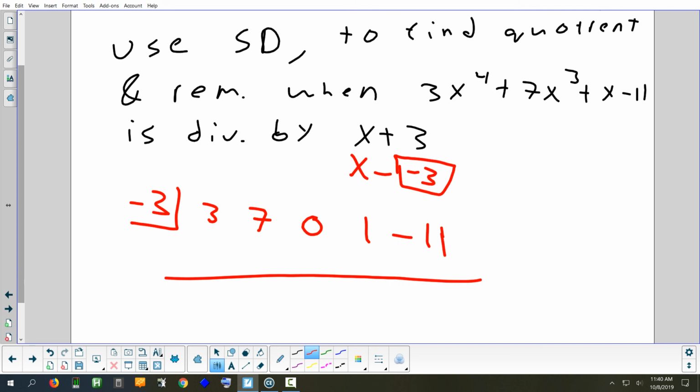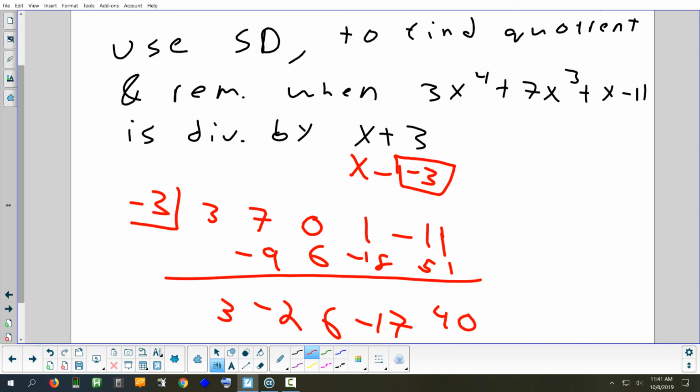And now I'm just going to go through this one at kind of a normal speed and show you how much faster it can be than long division. This would take a while with long division. But if I was going through it, I would say, bring down the 3, multiply, -9, add, -2, multiply, 6, add, 6, multiply, -18, add, -17, oh boy, big arithmetic. -17 times -3 is what, 51? 51. And 51 minus 11 is 40.